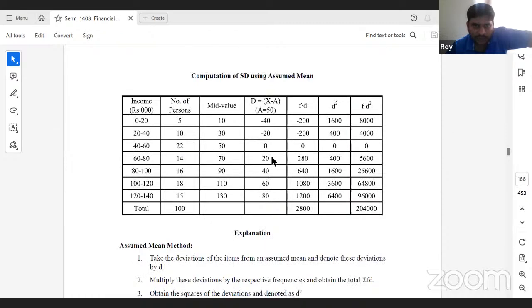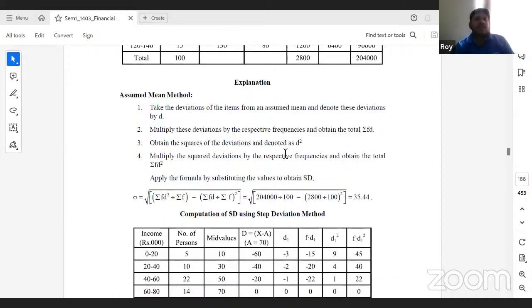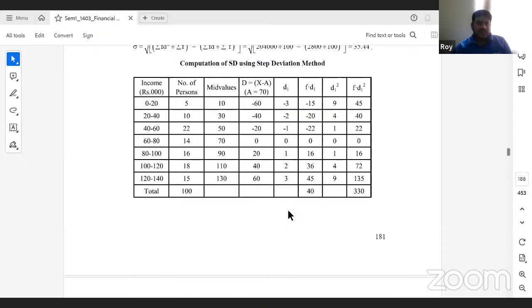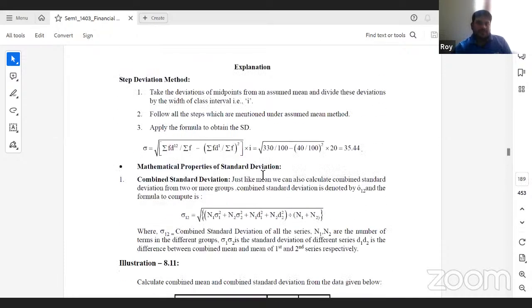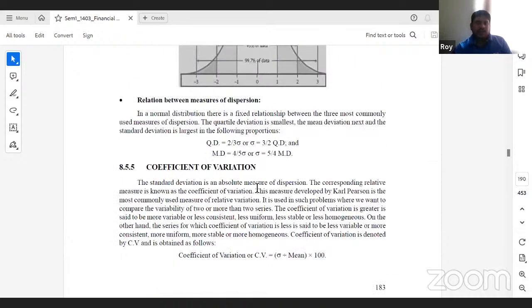Computation using assumed mean. See, formulas. It's not a tough thing. I'm not discouraging you, but I'm encouraging you to learn by heart at least a few formulas. If you memorize a few formulas based on the questions, then at least you can answer something relevant to that particular question. There are some good examples given in your material.